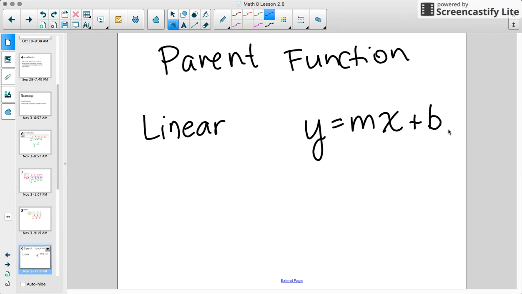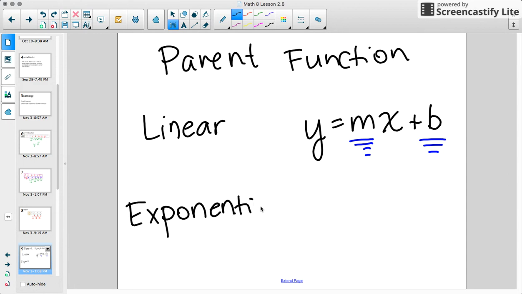And this is when, if you go into a taxi, if you step in, that's the initial cost, and then this is going to be the amount that you're going to pay per kilometer or per mile. There's also a parent function for exponential equations, which is what we're looking at now. And the exponential parent function is y equals a times b to the power of x.